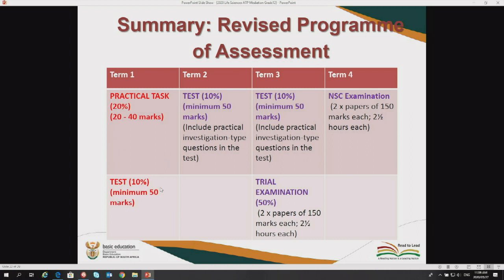Practical task, term 1, test term 1, done. Fortunately, in the Free State, we were able to complete these 2 tasks, mark them, and do remedial work on them. Term 2, as we said, 1 test, minimum 50 marks. Term 3, 1 test, minimum 50 marks. And then also a trial exam in term 3. And final exam then, the NSC examination at the end of the year. So still 2 papers for the trial exam, still out of 150 marks each, 2.5 hours each, same with the NSC exam at the end.